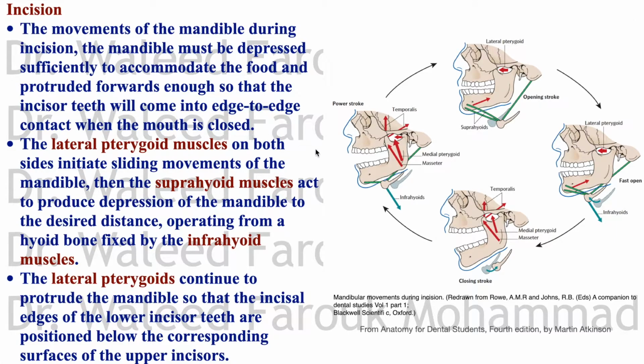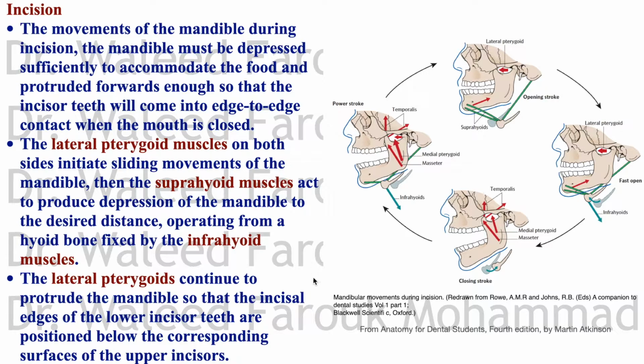Now, for the muscles acting in this cycle, the lateral pterygoid muscles on both sides initiate sliding movements of the mandible. Then the suprahyoid muscles act to produce depression of the mandible, and of course, as you studied before in the neck, the suprahyoid muscles are supported or fixed down by the infrahyoid muscles.